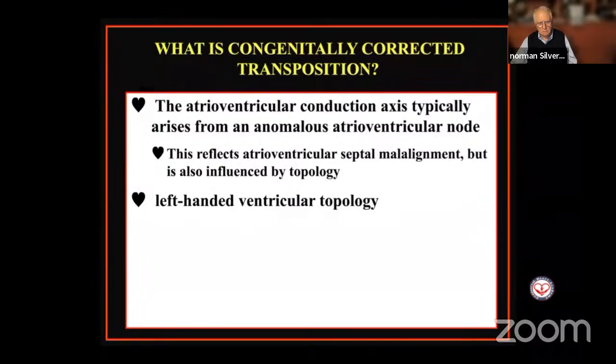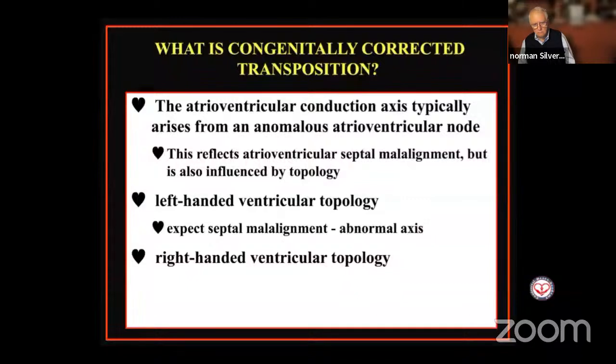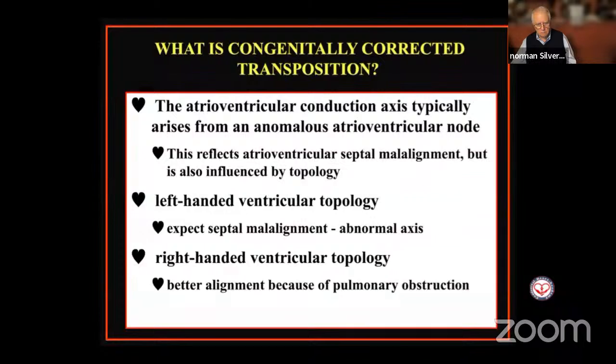So as you know, in most instances, we have left-handed ventricular topology. And that means that almost always, not only will there be septal malalignment, there will also be an abnormal atrioventricular conduction axis. The situation is not quite the same when we have right-handed ventricular topology. And here there has been some confusion, in part because of the cases that have been studied to demonstrate the location of the conduction axis.